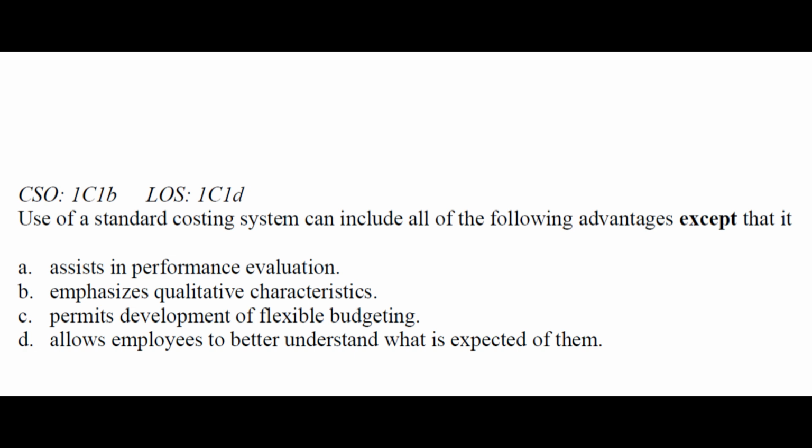This question examines the advantages of a standard costing system, a widely used management accounting tool for planning, cost control, and performance evaluation. A standard cost is a predetermined estimate of the cost required to produce a product or service under normal operating conditions. By comparing actual costs with standard costs, managers can identify variances, investigate their causes, and take corrective action. Students should focus on the phrase "except that," which means the question is asking for the statement that is not an advantage of standard costing.